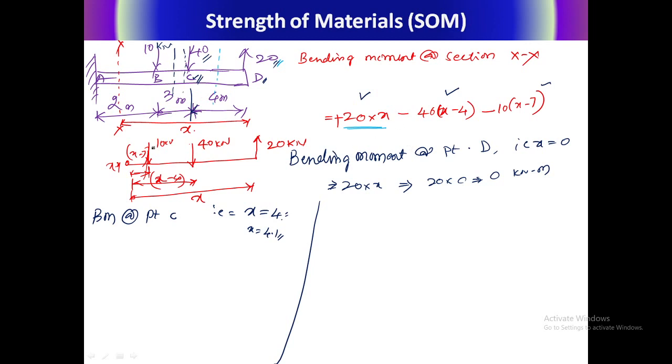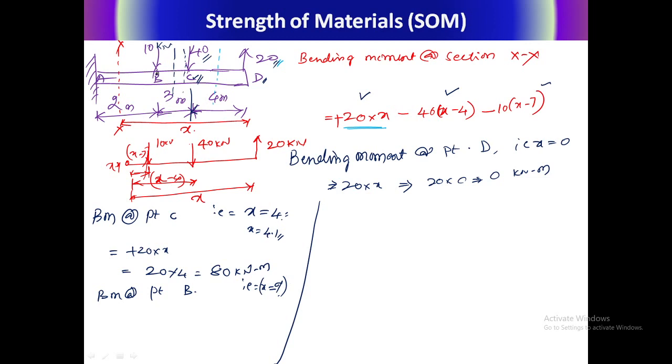Let us write the equation here. This is plus 20 into x. This is 20 into 4. This is 80 kilonewton meter. Okay. Next, bending moment at point B, that is x equal to how much? 7 meter. X equal to 7 meter.